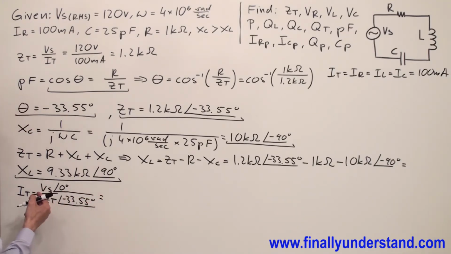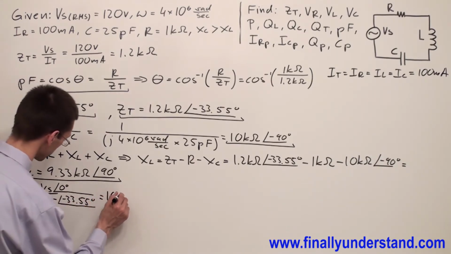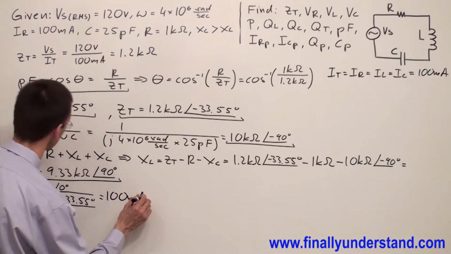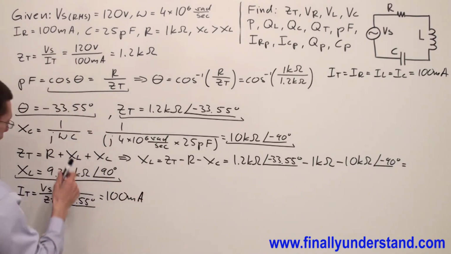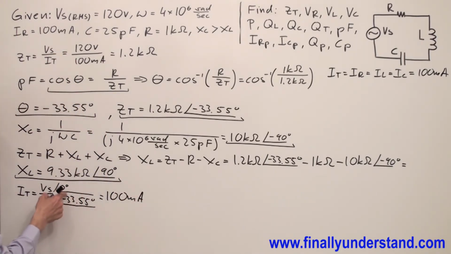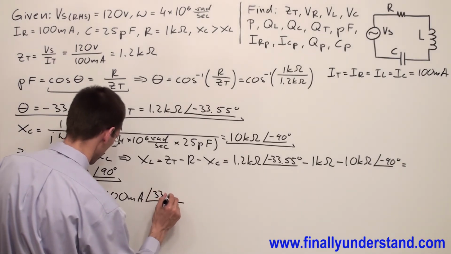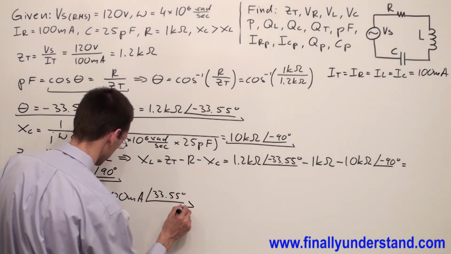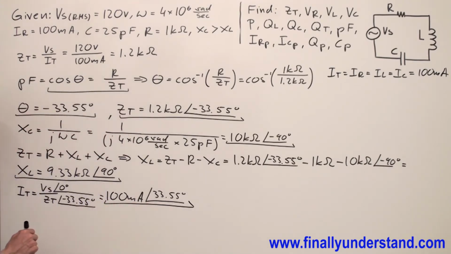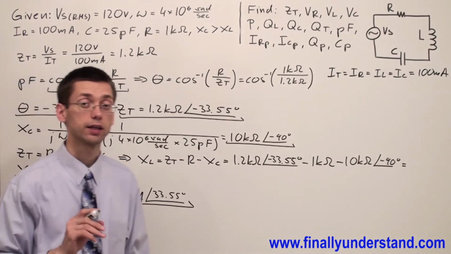So we have the magnitude of current given already. This is equal to 100 milliamps. And if it comes to angles, we're supposed to simply subtract these two angles. So I have 0 minus negative 33.55 degrees, which is going to give me angle 33.55 degrees positive. Okay, so this is the total current in my circuit.